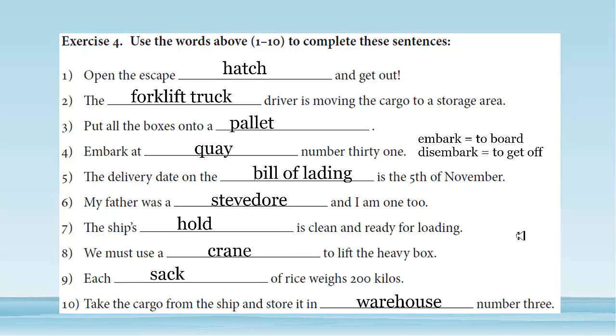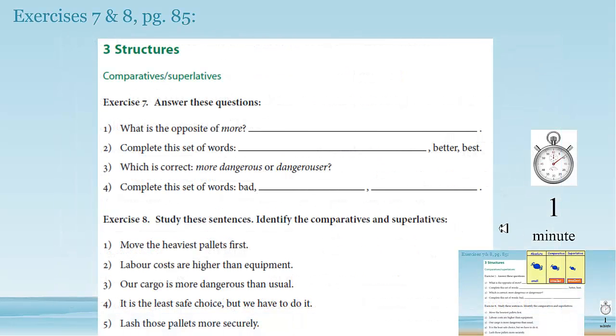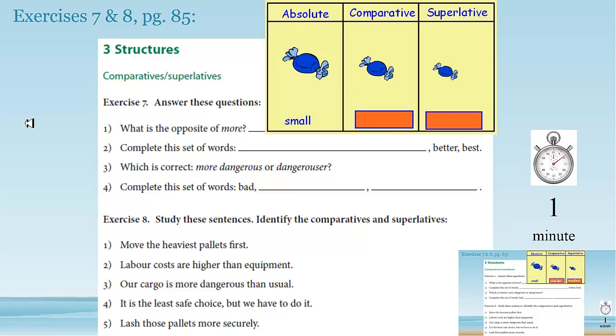Great! Okay, let's jump on to the next two exercises, exercise 7 and 8. And here we're going to, for the first time, do a little bit of grammar. The structure of comparatives and superlatives. Don't let this throw you off. It's just talking about when we compare something or say something is the best or the worst or whatever.